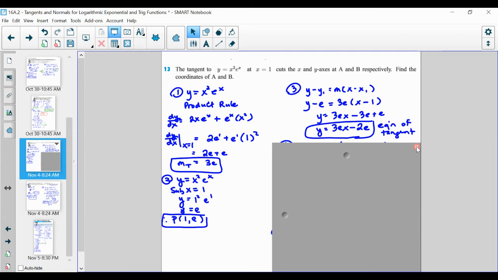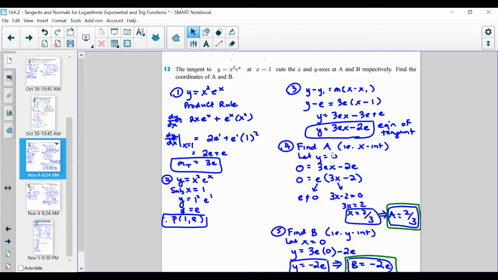Now, so far, that's what we've been doing in this section, but we're going to add a twist to it. If I want to find a, which is the x-intercept, remember at the x-intercept, y equals 0. So I'm going to take my equation of my tangent line and set y equal to 0 and solve for x. If I factor out here, I find out that x could be 2/3. Okay, so if x is 2/3, then this whole equation is equal to 0. Okay, so the point is 2/3 and 0.